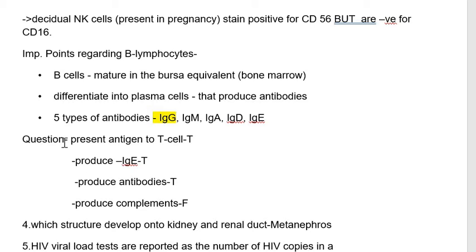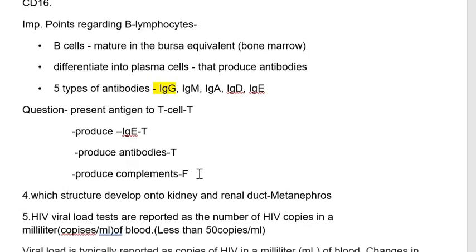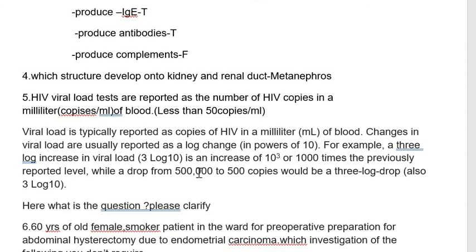They present antigen. Who presents antigen to the T cells? B cells can be antigen presenting cells, APCs, which will engulf the virus or other substances and present them to the T cells. And they also produce IgE, which is true, and they produce antibodies, that is true. And B cells do not produce complement. Very important point, that is not a function of the B cells.